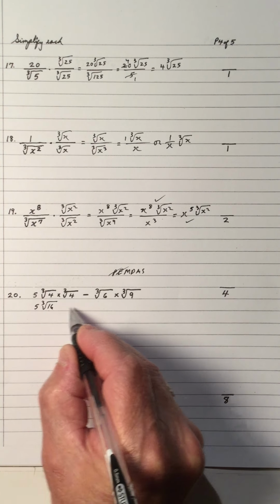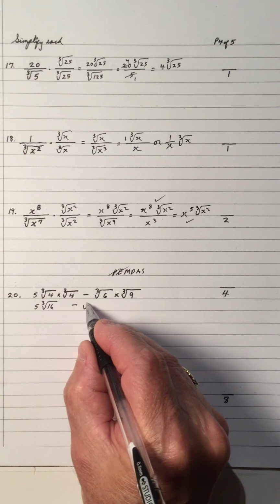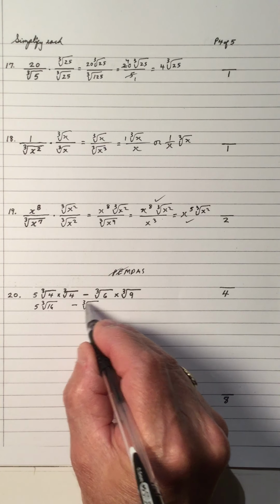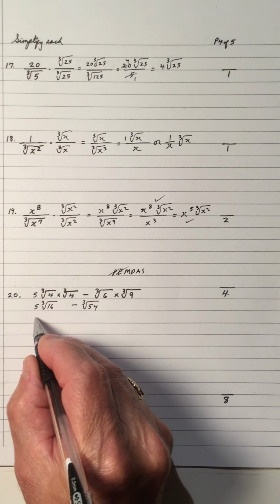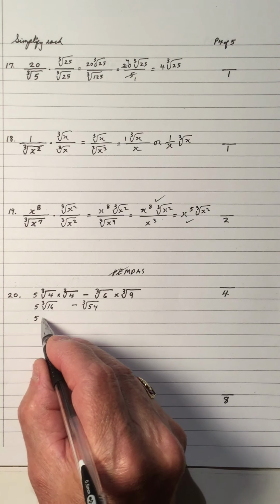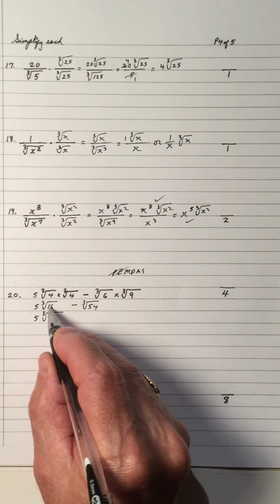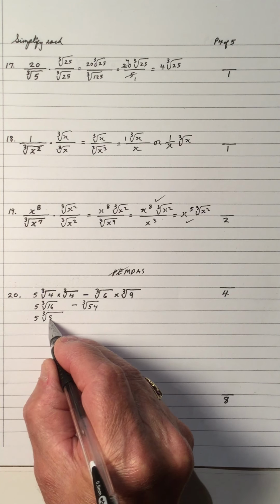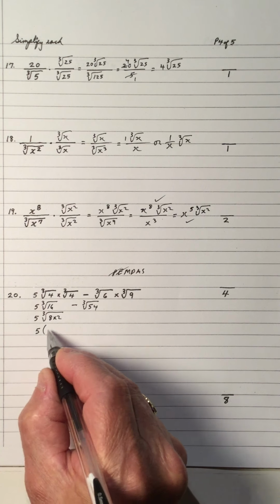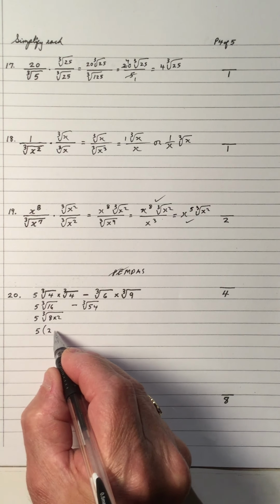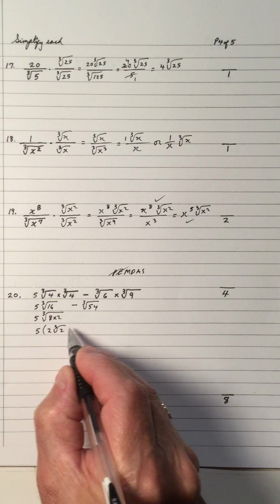Cube root 16 minus cube root of 6 nines are 54. So that's 8. 16 is 8 times 2. So that gives us the cube root of 8, which is 2. Cube root 2.